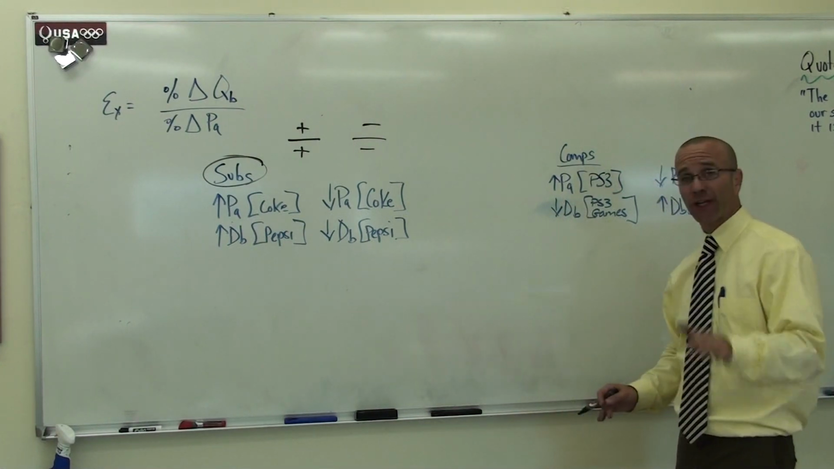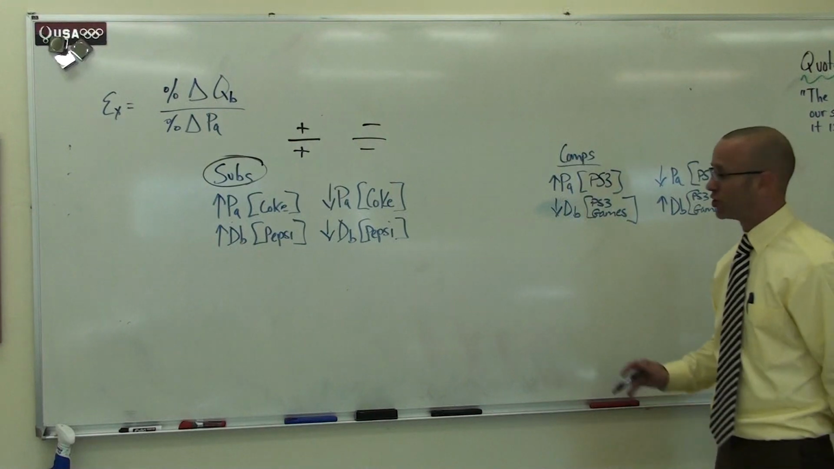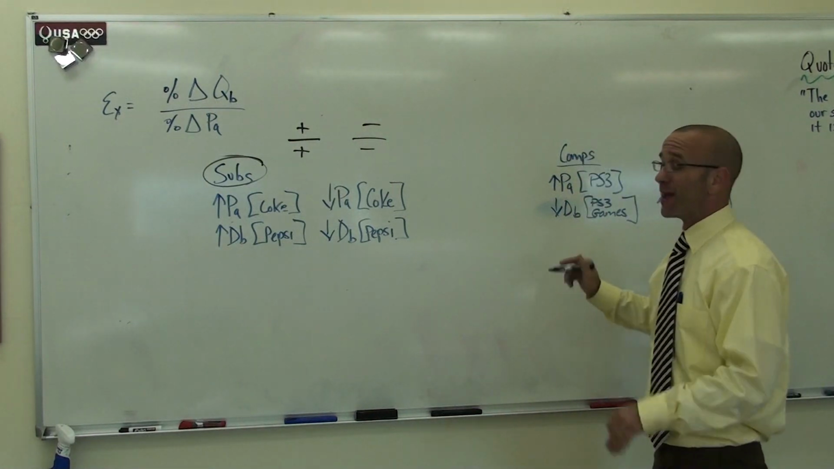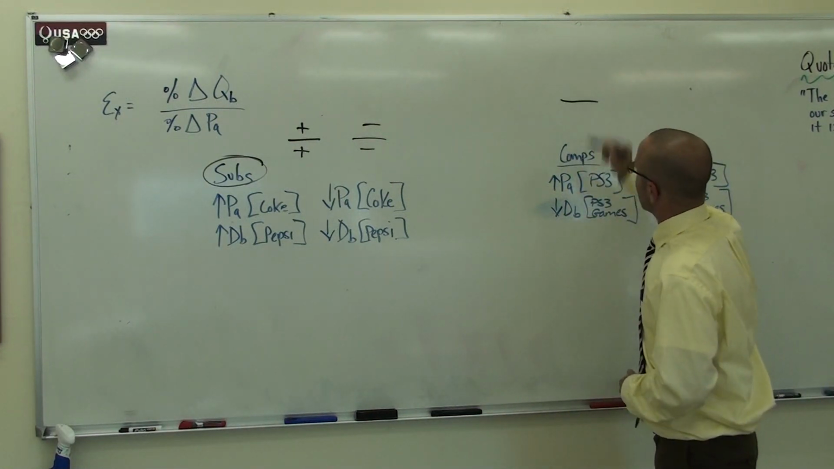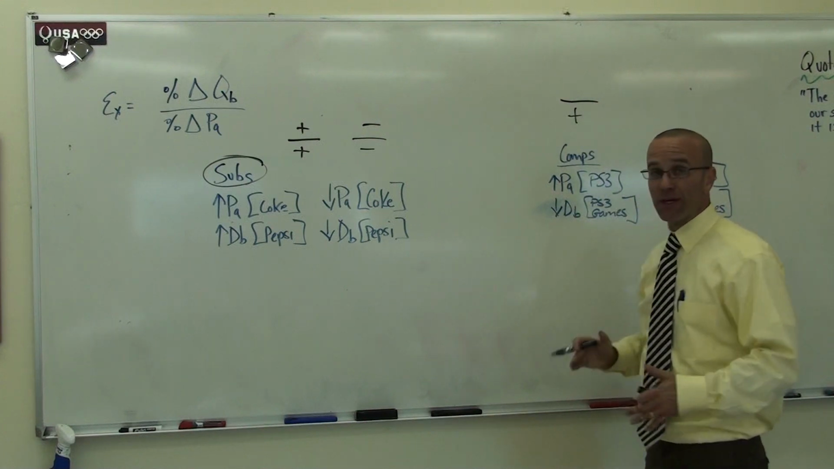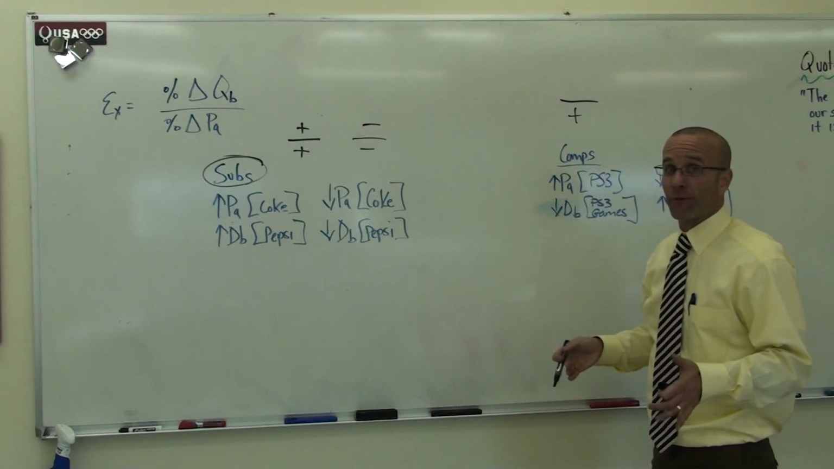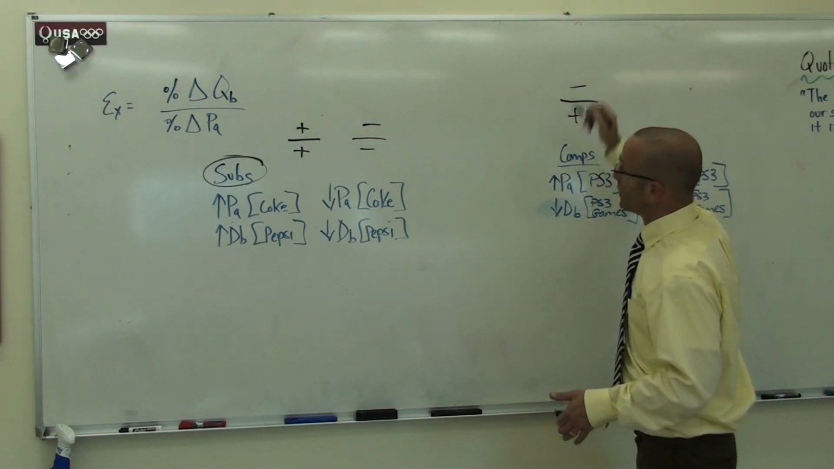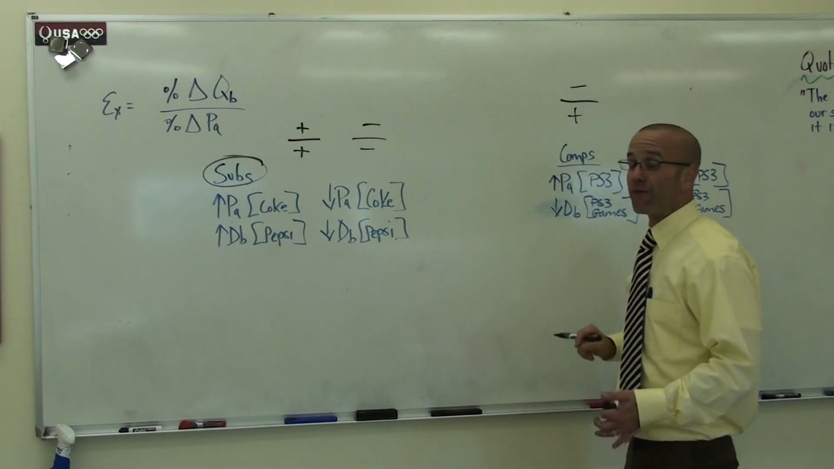We're talking about goods that go together. They have a negative relationship. Alright? Well, the price and the demand do anyways. So check it out. Let's say that the price of PlayStation 3s goes up. Well, what happens to the demand for PlayStation 3 games? They go down. Negative coefficient.